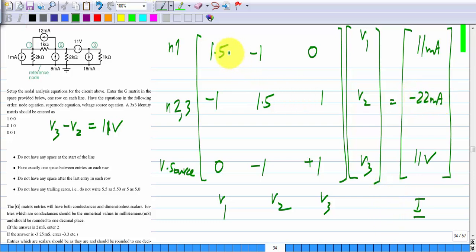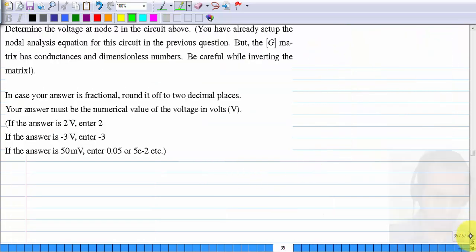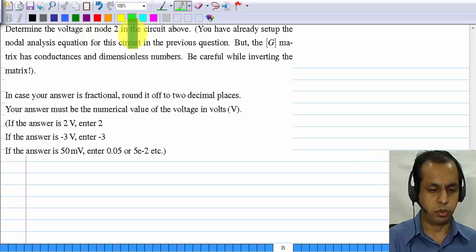And even the G matrix, these are all in millisiemens. Okay, whereas the last row, it has dimensionless entries. Anyway, in this case, you have to enter the G matrix entries, which means this is the matrix that you have to enter. Okay. And you have to find the voltage at node 2.